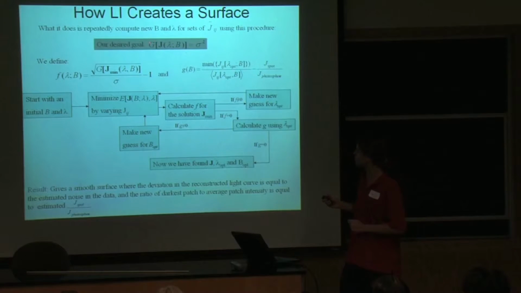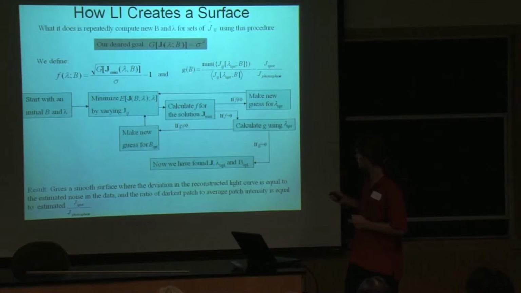Now, our desired goal is for our goodness of fit to equal our estimated variance in the noise. We only want to fit to as good as is justified by our noise. We don't want to overfit. So we define these two functions, little f and little g. And you'll notice that if f is equal to 0, then we'll have achieved this goal. Sigma squared, square rooted, we'll get 0.